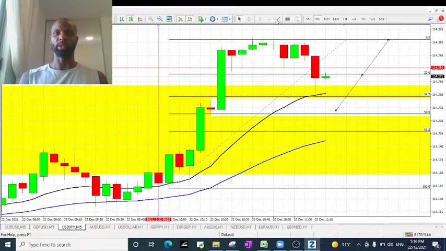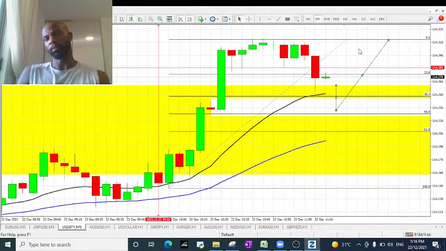Essentially, this will be a quick scalp. We're hoping to get a candle down here, then we take it for a quick scalp, exit somewhere here. That's the plan.